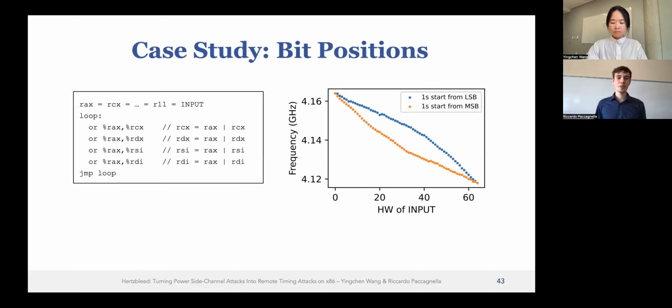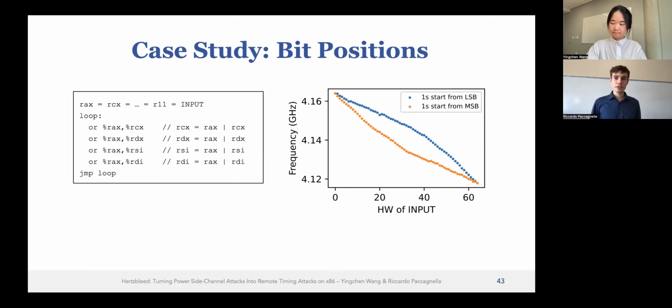In this experiment, we were changing the number of ones, either starting from the least significant bit or from the most significant bit. On the x-axis, you can see the Hamming weight of this input, meaning the number of ones. And on the y-axis, you can see the average frequency at steady state. Now, as we discussed earlier, the first observation that we can make on this data is that the lower the Hamming weight, the lower the CPU power consumption, and the higher the frequency. And this is important. We also show plots with the power consumption in the paper.